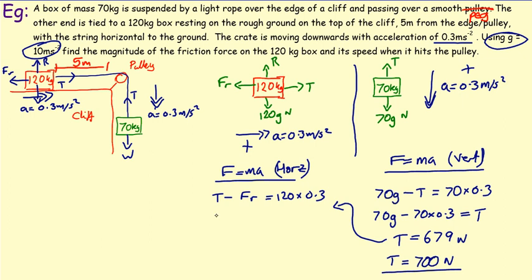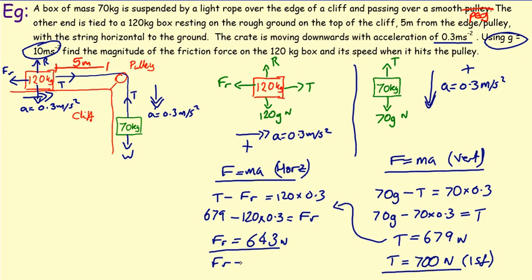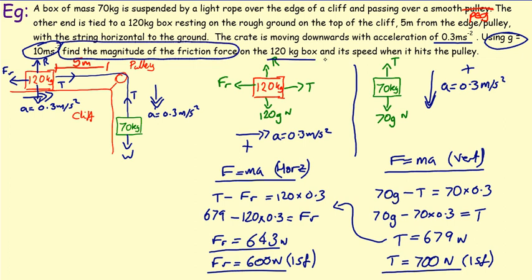So over here, I can now plug T as 679 minus, let's rearrange this to give us 120 times 0.3 equals friction. And so we're going to get a value of friction as 643 newtons. However, again, we need to round it as we do over here, so that's a different figure. So friction equals 600 newtons to one significant figure. And there's our answer for find the magnitude of the friction force on the 120 kilogram box.